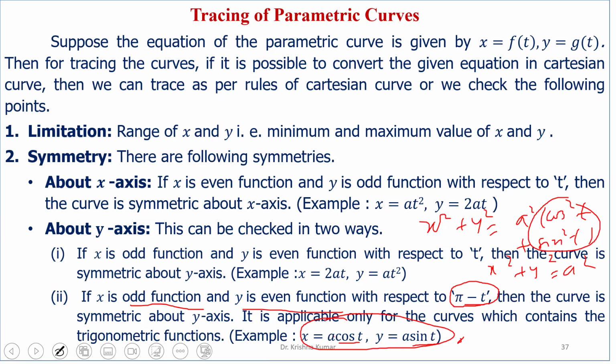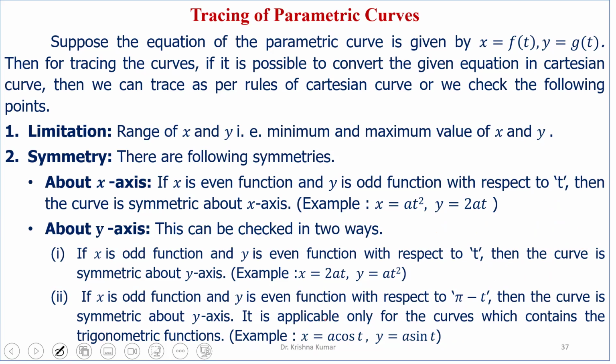Now here, if we replace t by pi minus t, x equal to a cos of pi minus t. And we know that cos of pi minus t is minus cos t, so x is minus a cos t.